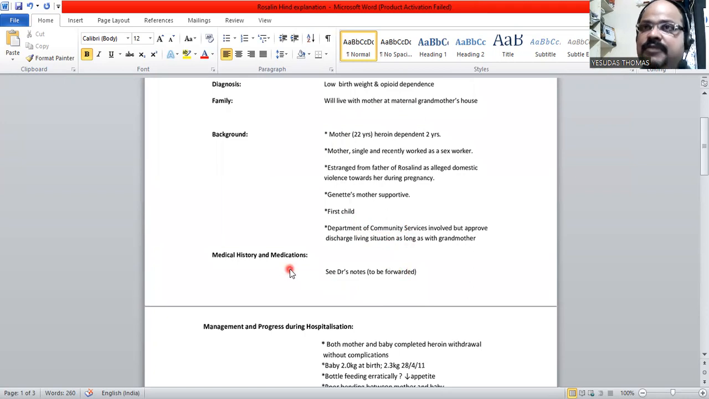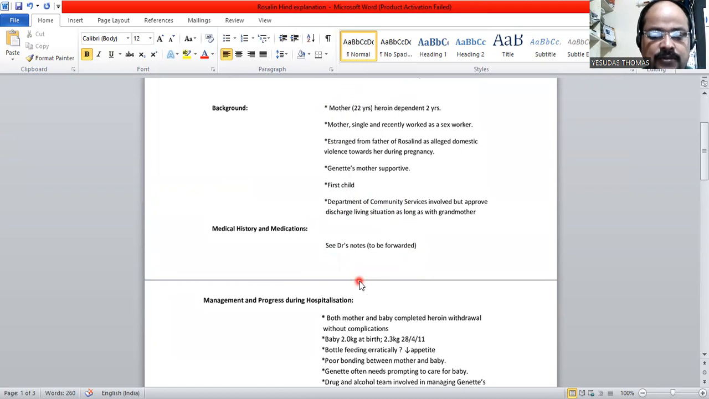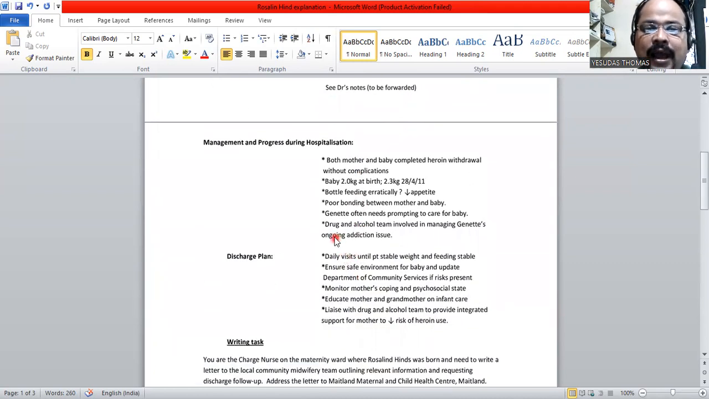Now we have the medication history. We do have medications, and that will be forwarded by the doctors. And we do have the progress. We have the drug and alcohol team involved in managing Janet's ongoing addiction issue. During hospitalization, they completed the mother and baby's withdrawal of heroin without complications. So the service of the drug and alcohol team was successful in managing Miss Keating's ongoing addiction issues. During the stay, withdrawal was done successfully.